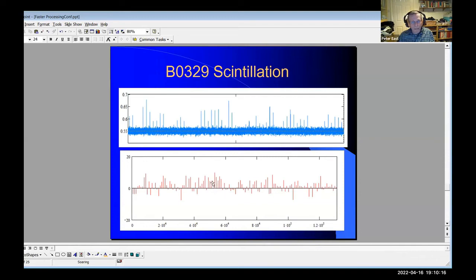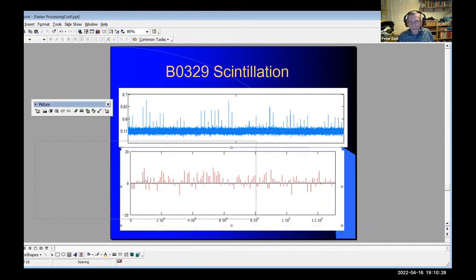I think I can do this, yeah. If we look at my data, my equivalent data, no, I can't do it. No, it won't let me do it.